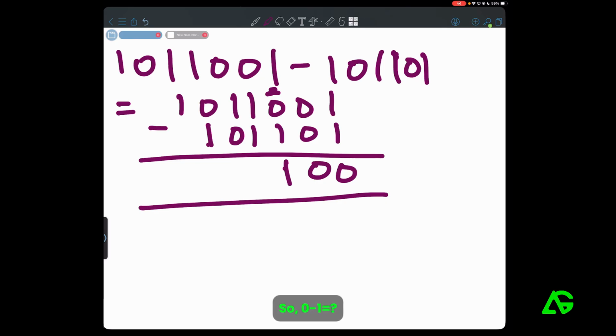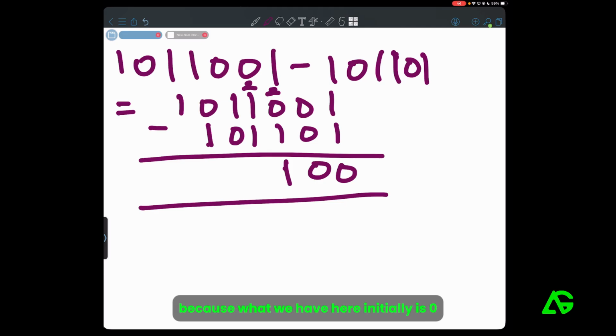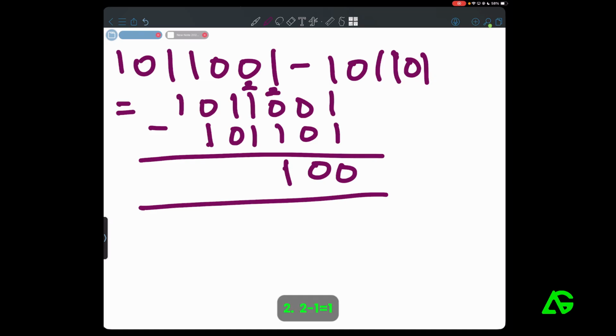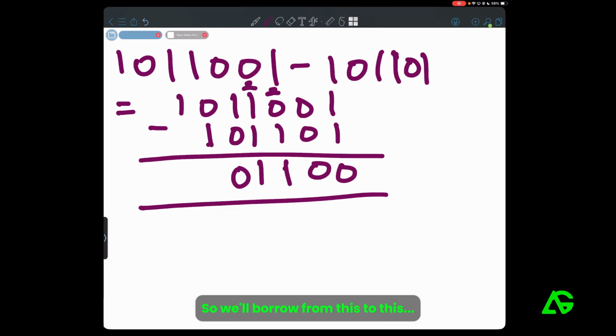So what do we have left here? 0, right? So 0 minus 1 is what? It's 0 minus 1. So we borrow from this to this. So this one becomes 2 now, right? Because what we have here initially is 0, right? So the new number there is now 2. 2 minus 1 is what? 1. So what do we have here now? 0 minus 0. And here we have 0 minus 1. So we borrow from this to this. This one becomes 2, right? 2 minus 1 is what? 1. We have 0 here.